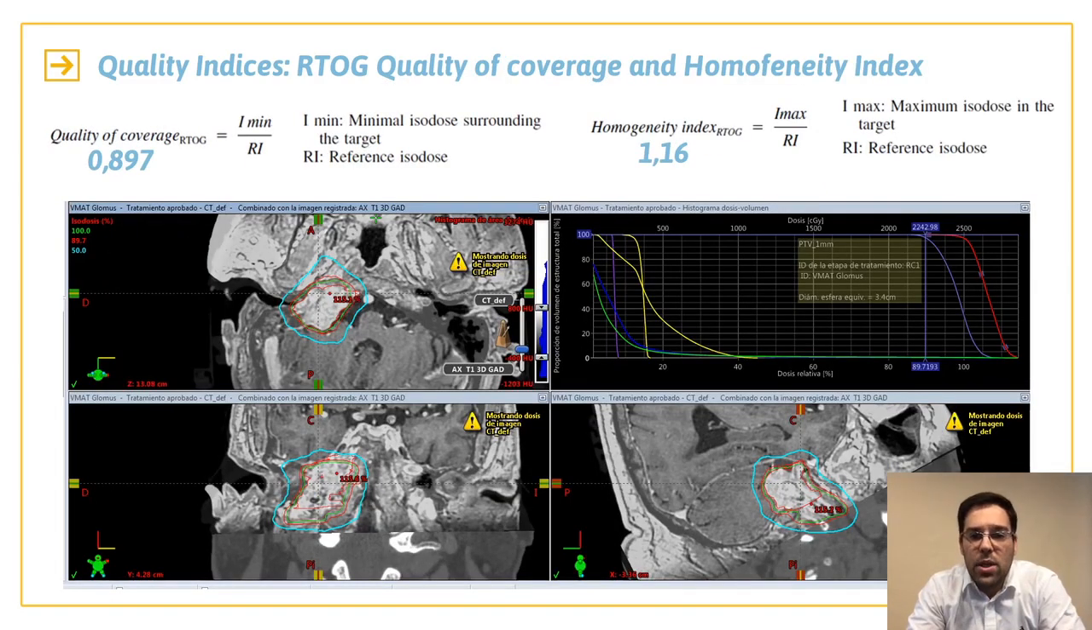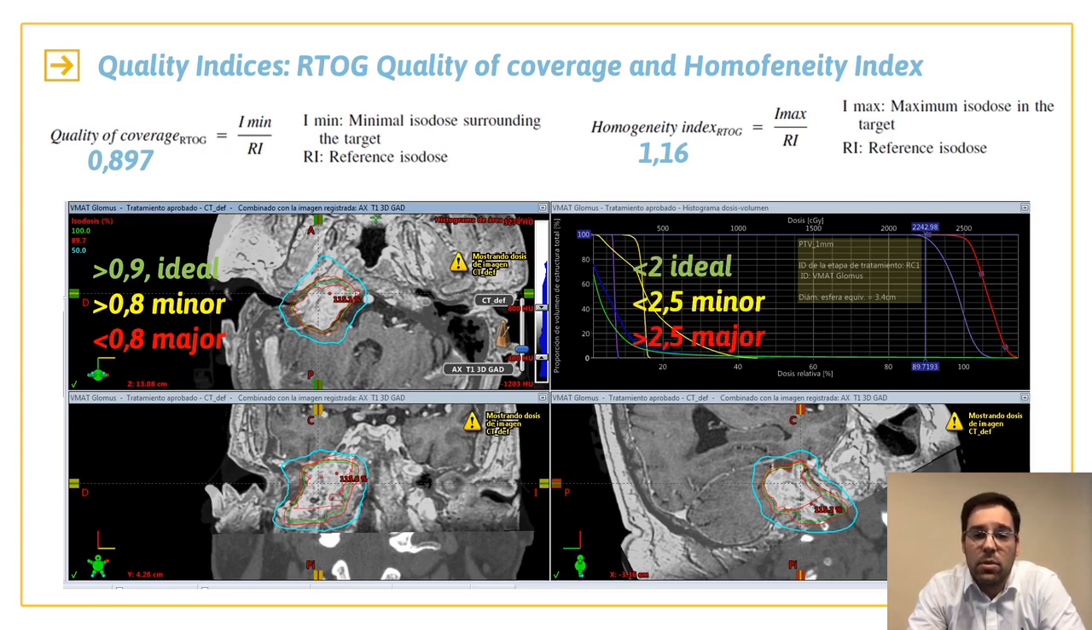The RTOG 9005 proposed 2 more indices. The quality of coverage, that is the quotient between the minimal isodose surrounding the target and the reference isodose, and the homogeneity index, which is defined as the maximum isodose in the target over the reference isodose. In this case, we have almost 0.9 for the quality of coverage and 1.16 for the homogeneity index.